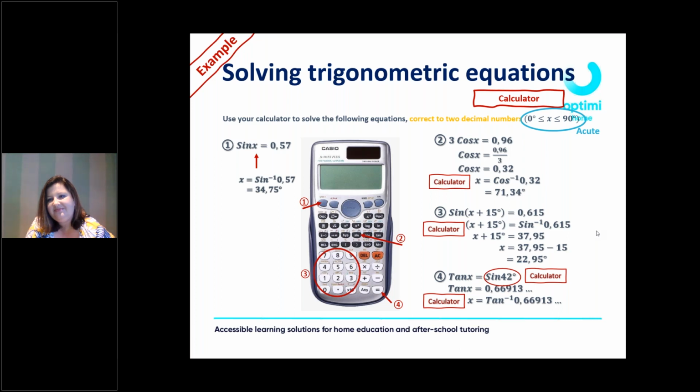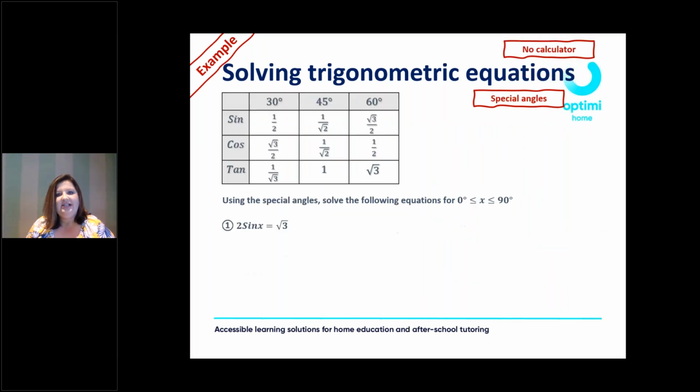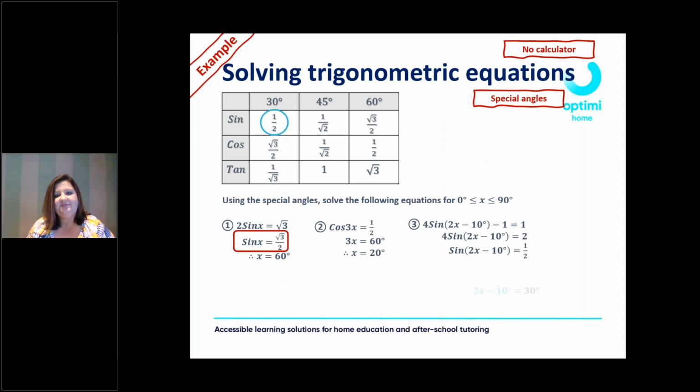Ma'am, I was lost with the question for the special angles, the third one. Okay, let's quickly go there for you. Ma'am, can you please explain the question again? I just got lost somewhere.